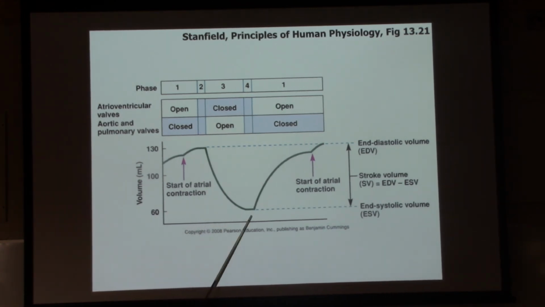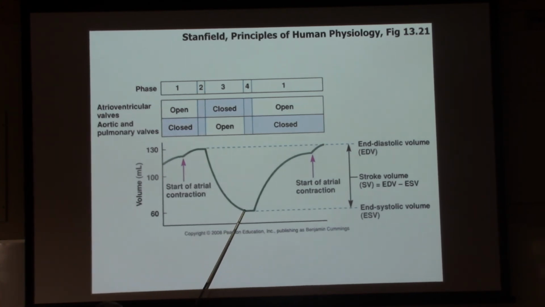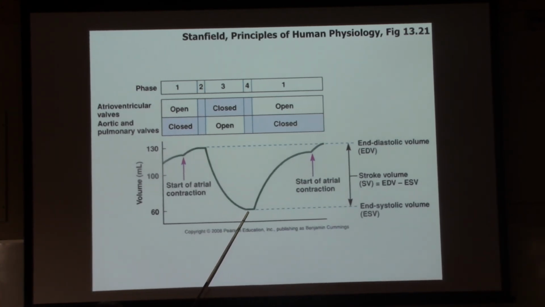All right, that keeps going until we get down to the bottom here when we go into our last phase, isovolumetric ventricular relaxation. So now the ventricles are going to start relaxing. And as they relax, that back pressure in the arteries is going to slam those semilunar valves shut. Semilunar valve is now closed. And at that point, no more blood will leave the ventricles. The door to leave the ventricles is closed now.